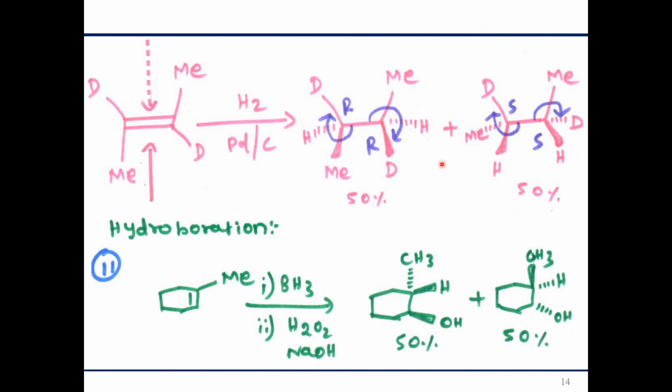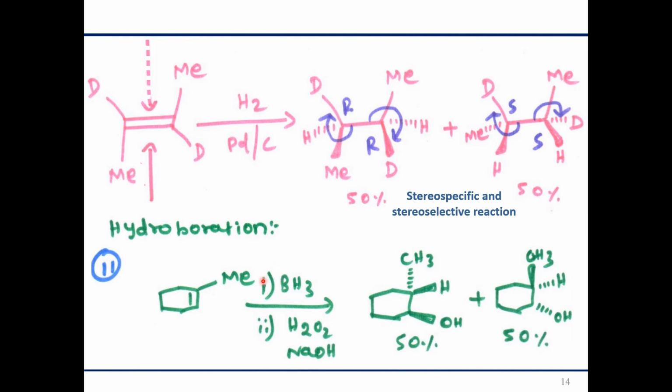This reaction is stereospecific because the stereochemical outcome of these 2 methyl groups is retained in the products, and also this reaction is stereoselective because with 2 chiral centers, according to the 2^n formula, we will have 4 stereoisomers. Out of 4, only 2 stereoisomers are formed selectively. Hence this reaction is a stereoselective reaction. The next reaction is the hydroboration reaction.